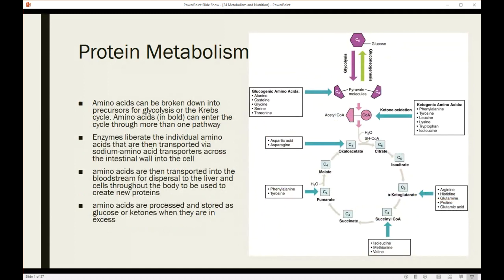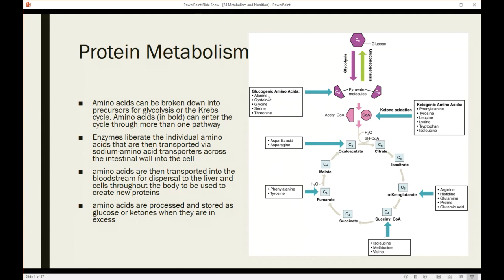So the protein, the amino acids can be broken down into those precursors for glycolysis or the Krebs cycle. The amino acids that are in the bold can actually enter the cycle through more than one pathway. Okay. Amino acids that are then transported into the bloodstream for dispersal to the liver and the cells throughout the body to be used to create new proteins. Those amino acids are going to be processed and stored as glucose or even as ketones when they are in excess. But you can see that they can enter into the Krebs cycle at many different areas. Just depends on which amino acid it is, right?